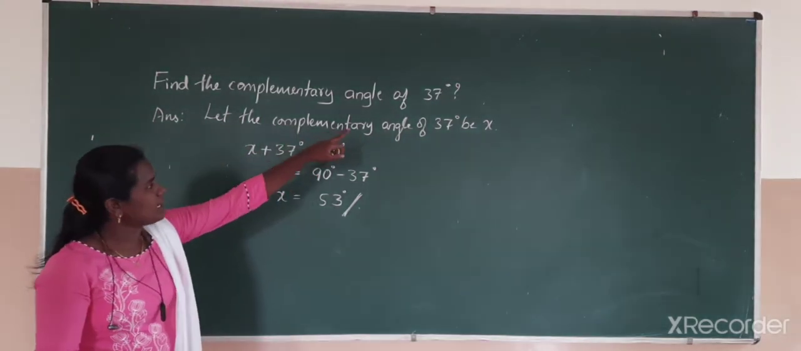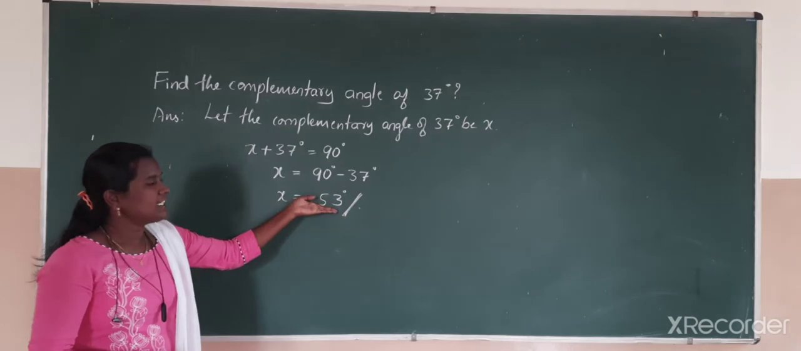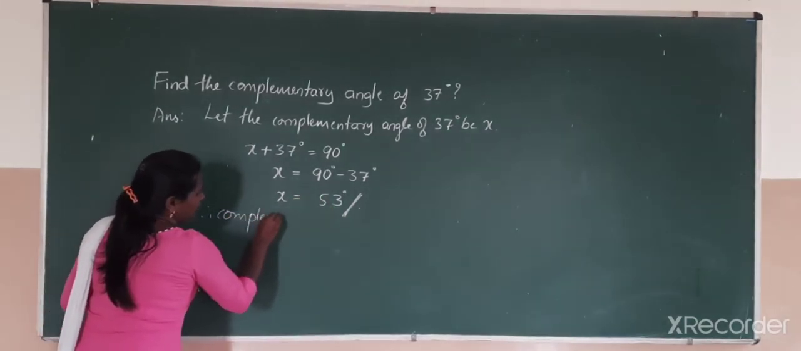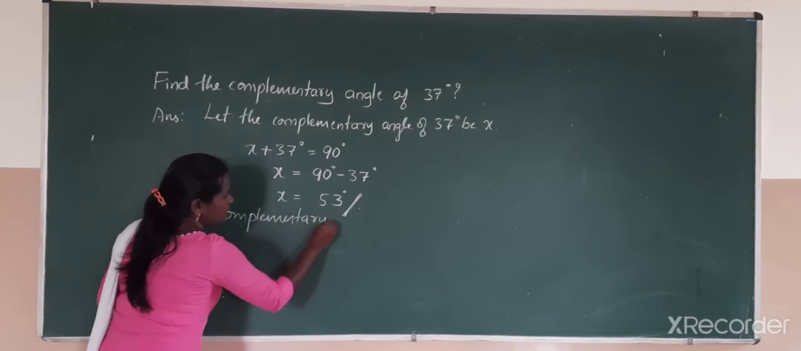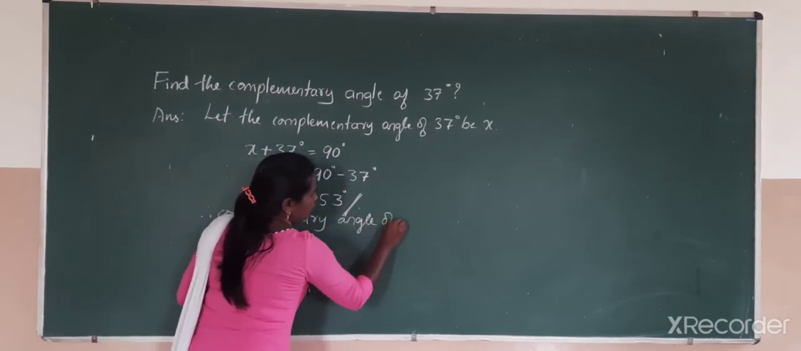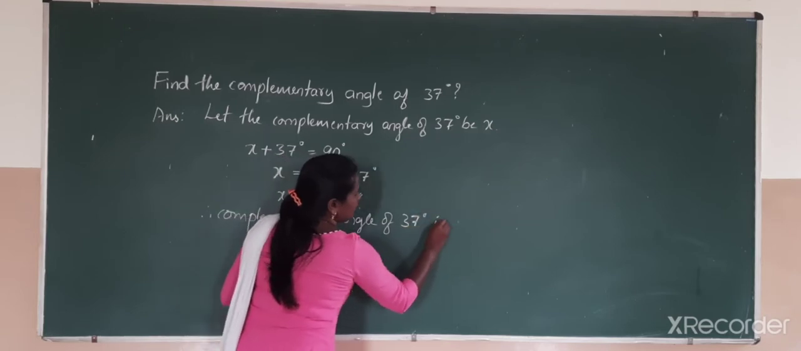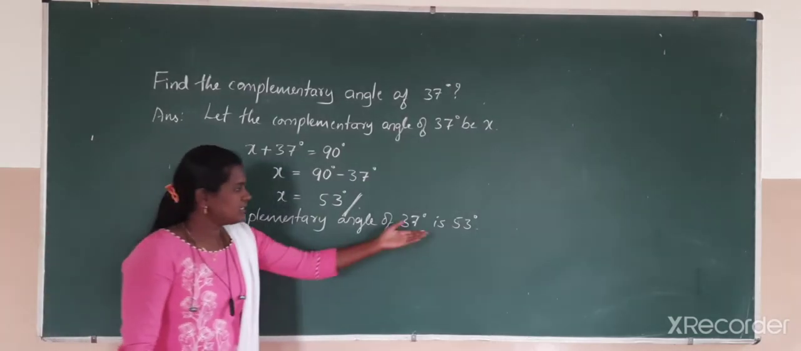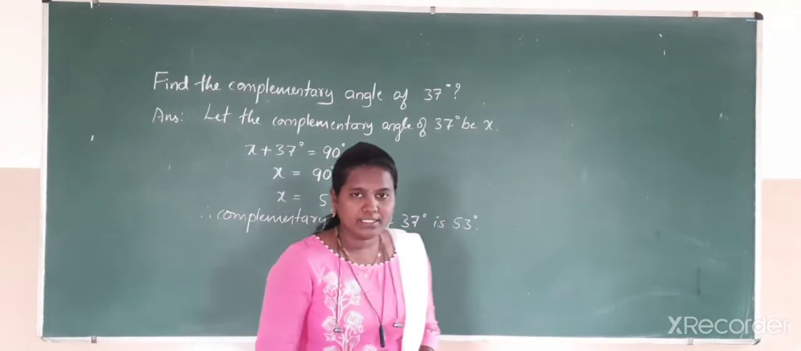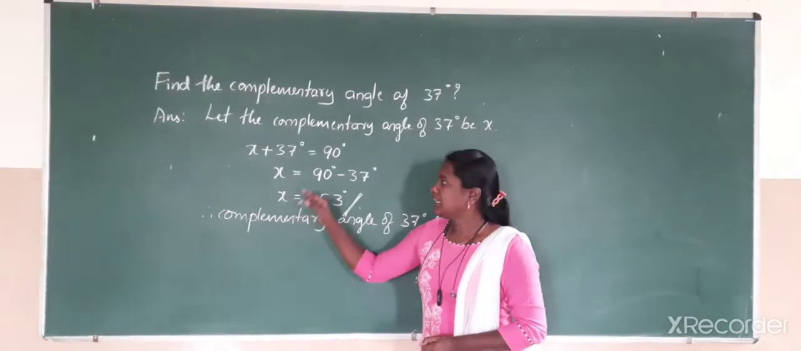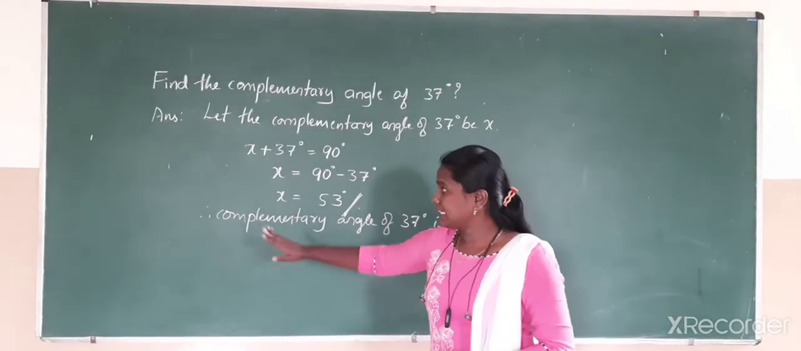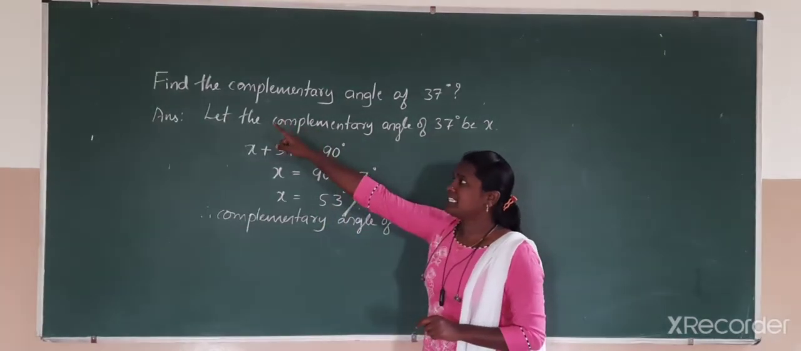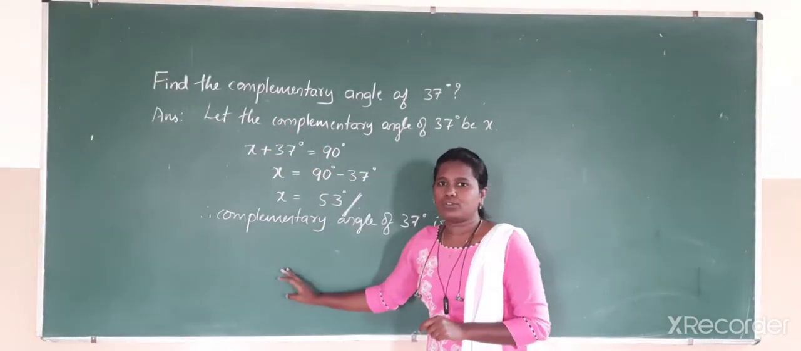Therefore the complementary angle of 37 degree is what? It is 53. Therefore the complementary angle of 37 degree is 53 degree. So like this you have to solve. This is the conclusion. Okay. I think you all got this. Like this, many questions are there in your exercise. You have to solve like this. If it is asked you to find, then only you have to do like this.